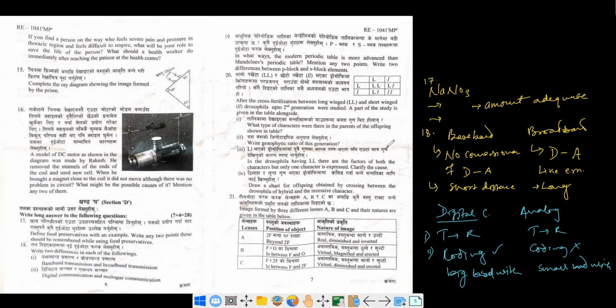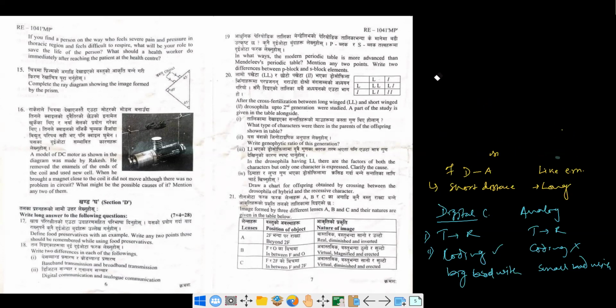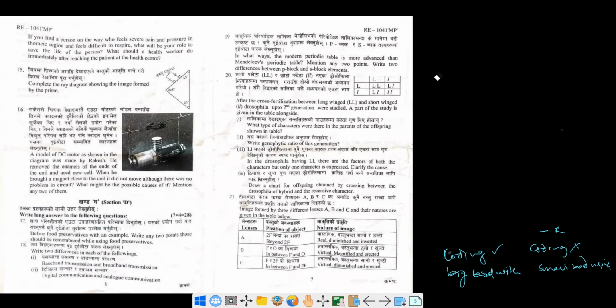Okay, let us move on to question number 19. Just before that, let me clear out the frame. So in 19 number, we are going to talk about the periodic table. It is asking us about the superiority of the modern periodic table. Modern periodic table के का आधारमा चाहिँ better छ. We are very well known about these things. Very simply, two things can be written.